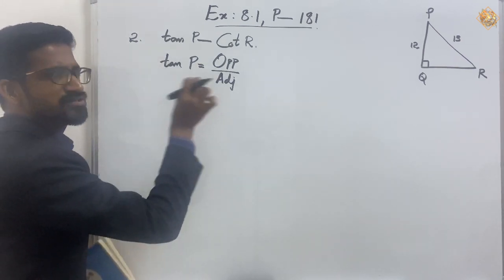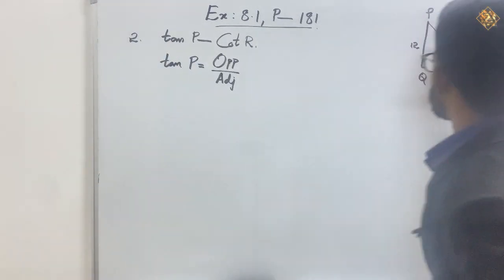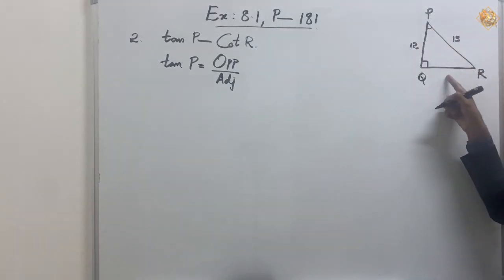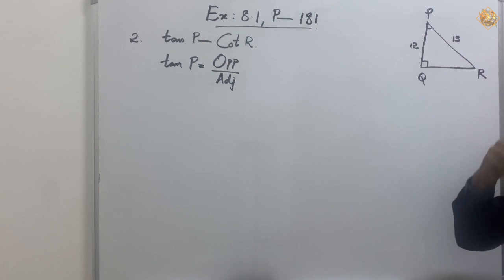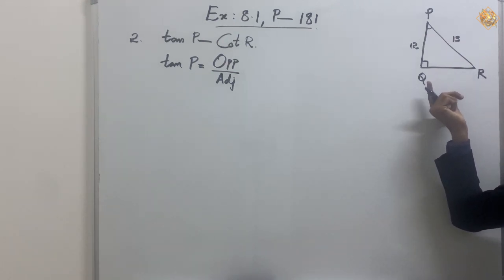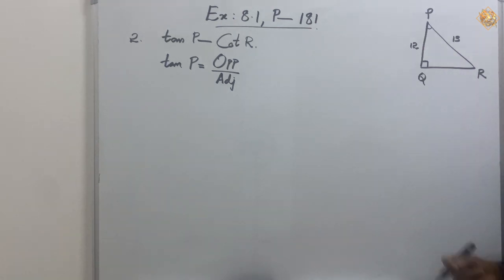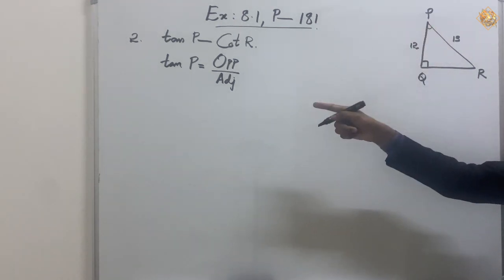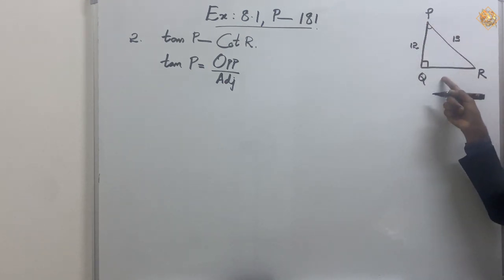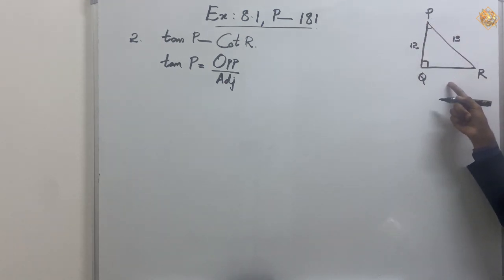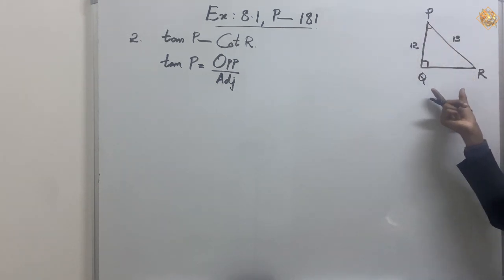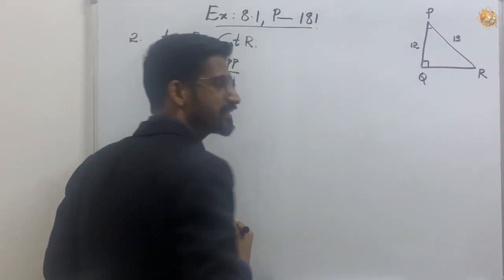So for tan P, we will look at this triangle. Tan P means we have to focus on this angle. The opposite side is QR, whose measure is not given. By definition, tan P is opposite of P, that is QR, by adjacent, that is PQ. So first we need to find the length of QR.